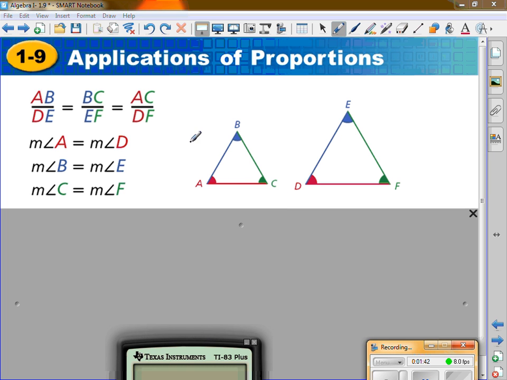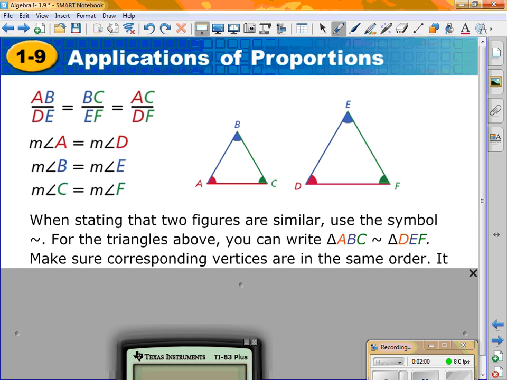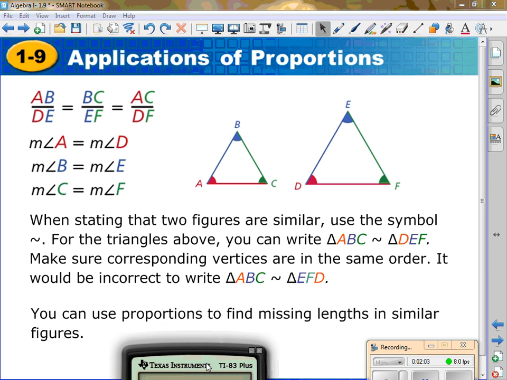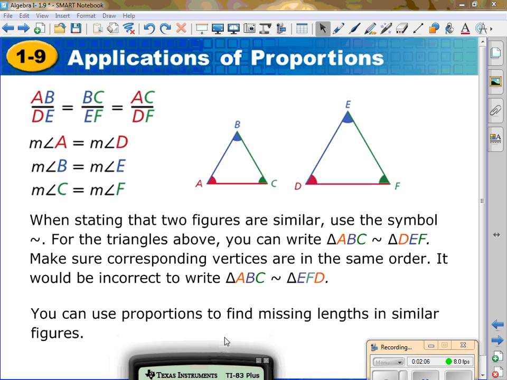They're all proportional. The measure of angle A is equal to the measure of angle D. The measure of angle B is equal to the measure of angle E. The measure of angle C is equal to the measure of angle F. We say that these two triangles are similar. The way to say that they're similar is you have triangle ABC, this little squiggle, that means similar, triangle DEF.